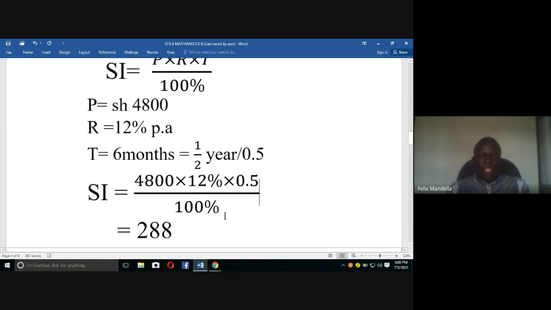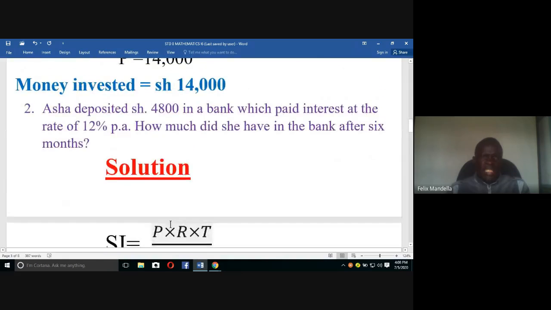So 4,800 times 12 times 0.5 out of 100. You work out that one, simplify the numerator, denominator, you will get 288 as the interest. Remember, the question was asking, how much did she have in the bank after 6 months? Listen to the question. So this one is asking about the total amount of money Asha had in the bank after 6 months.